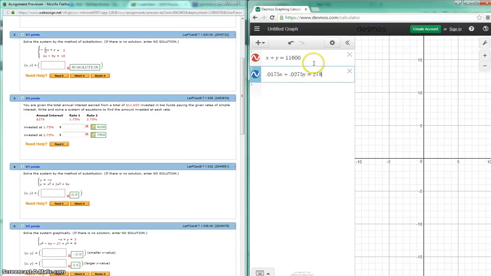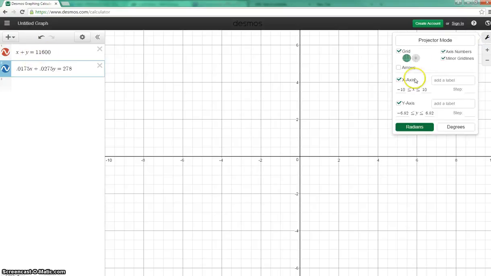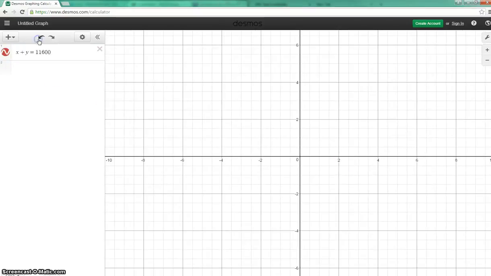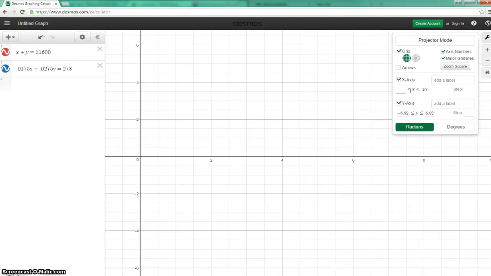with these two equations, I just need to see where they intersect, right? So the intersection represents the solution. And if I'm on my standard window, I don't see a whole lot. So what I need to do is I need to think about what X and Y mean, and then change my domain and my range. What's the least amount that my X value could be?